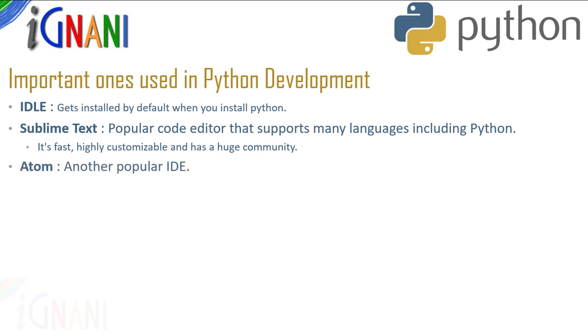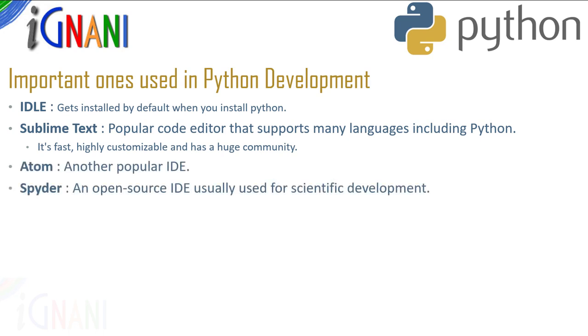Atom is another IDE which is popular. Spyder, which is an open source IDE which is mainly used for scientific development. And Spyder comes with the Anaconda distribution as well. The easiest way to get up and running with Spyder is by installing Anaconda distribution of Python.